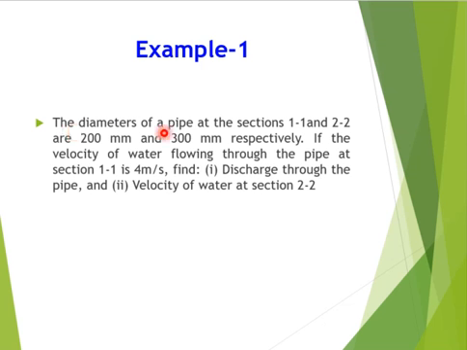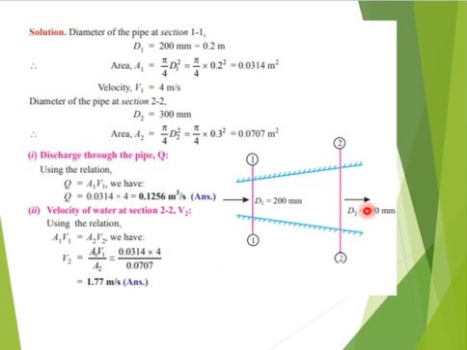So here is the statement of the question. The diameter of pipe at section 1-1 and 2-2 are 200 mm and 300 mm respectively. If the velocity of water flowing through the pipe at section 1-1 is 4 meter per second, find discharge through the pipe and velocity of water at section 2-2.